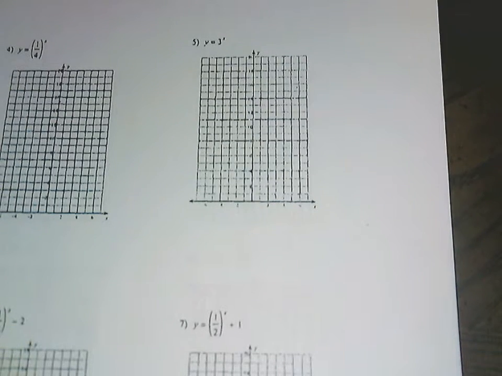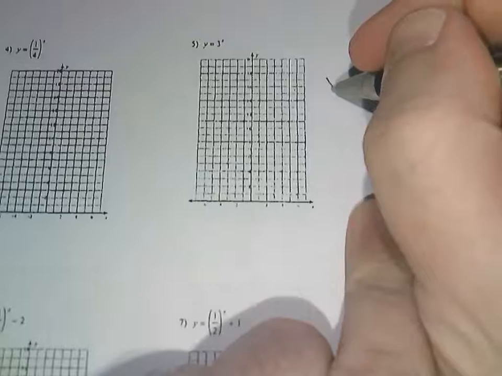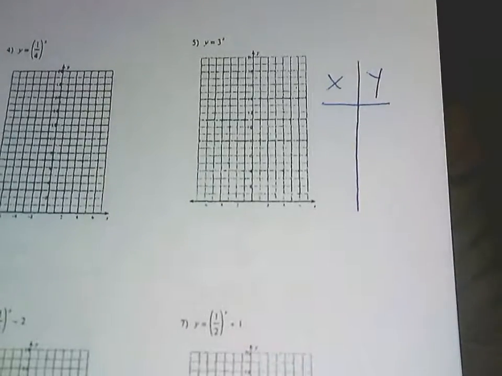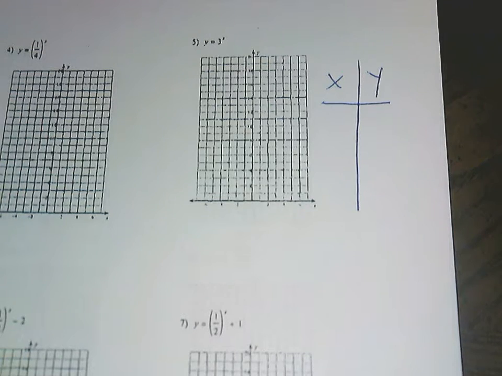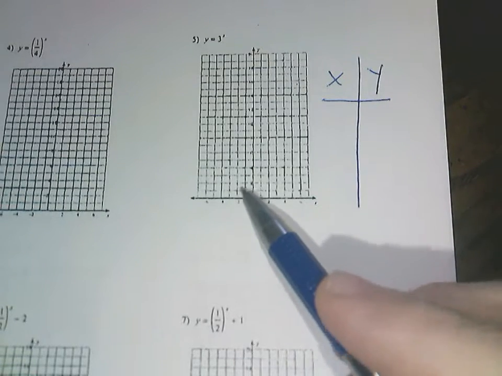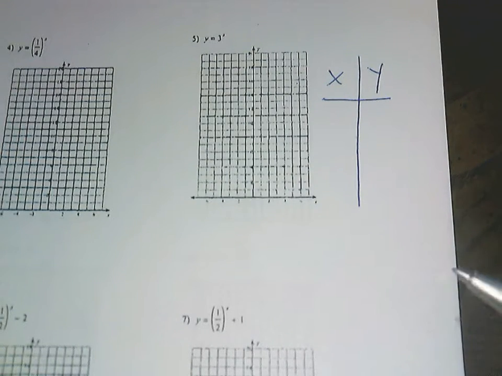So anytime we're graphing an exponential equation, what we're going to do is create a table. Okay? And then we're just going to pick 3 x values to plug in to see what our corresponding y value is. Now, I always recommend using values that are close to the origin here. So between 2 and -2 would be what I would suggest.